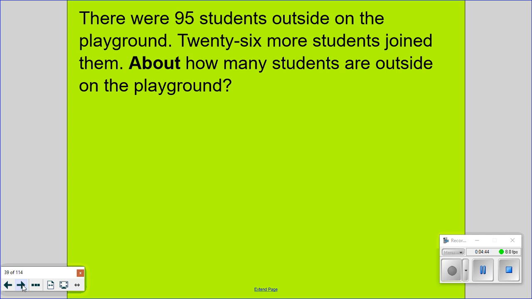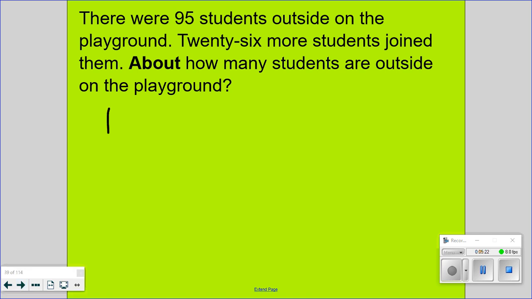What could be my answer sentence for this problem? Actually, let's back up. What am I even counting in this problem? Julian? I'm counting students. What's going to be my answer sentence? Callie? There are now blank students on the playground. But we still need that word about, because are we trying to find an exact answer? There are now about blank students.